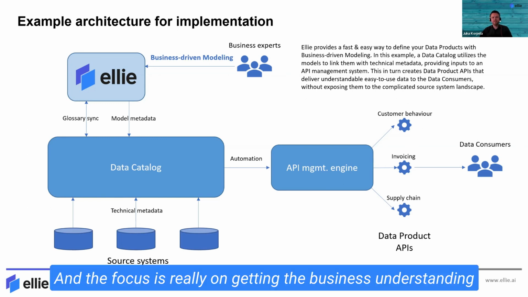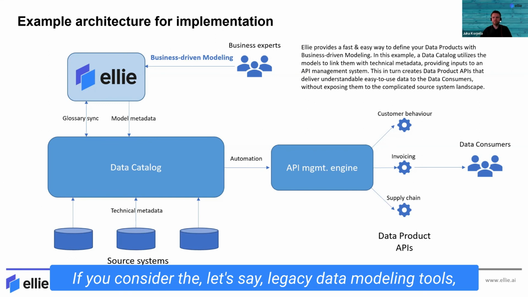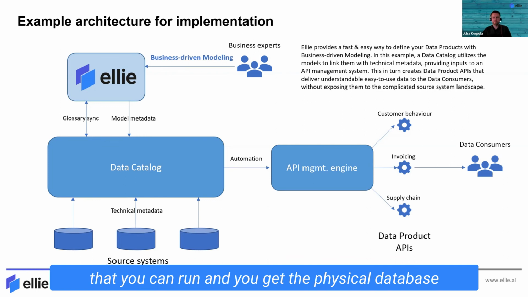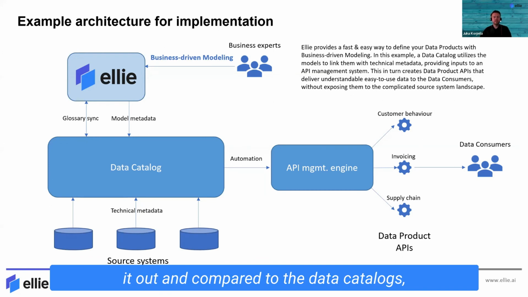And the focus is really on getting the business understanding right and then deriving everything from there. If you consider the, let's say, legacy data modeling tools, they are highly focused on delivering a database DDL statement that you can run and you get the physical database, and everything is subject to that. We're considering this is about the data content, how we figure it out. And compared to data catalogs, they don't have the modeling in there. You don't understand the relationships between things in a data catalog. You just understand that this is this data and this is where it came from, and what does it mean?